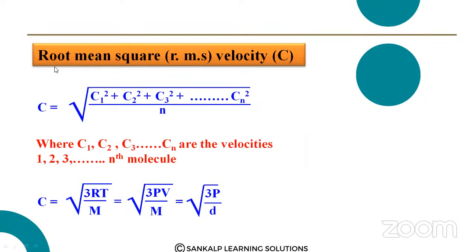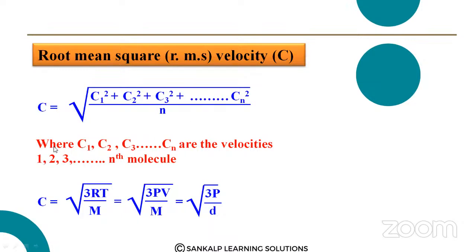Next, root mean square, that is RMS velocity, is given by C is equal to the root of (C1 square plus C2 square plus C3 square till Cn square) divided by N. So like this, you have to calculate your RMS. Okay, that is your root mean square velocity. So you have to square, add all, divide it by the number of molecules, N, and take the square root.